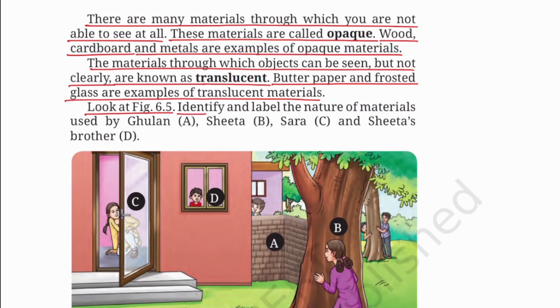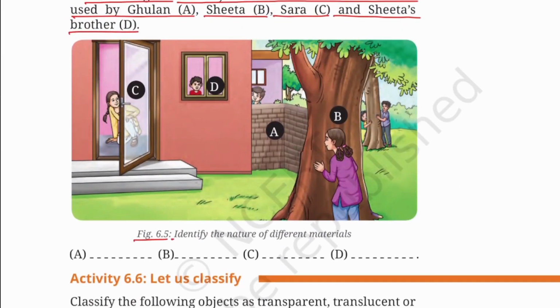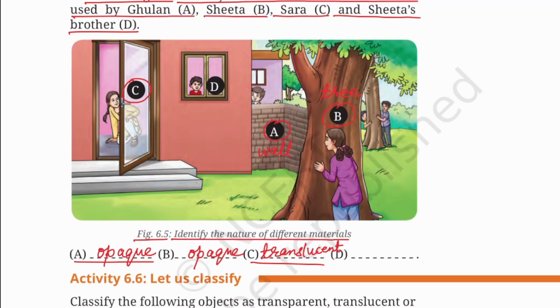Look at figure 6.5. Identify and label the nature of materials used by Gulan A, Seeth B, Sarah C and Seeth's brother D. Figure 6.5. Identify the nature of different materials. A, that is wall, it is opaque. B, that is tree, that is opaque too. C, that is frosted glass door, that is translucent. D, glass window, that is transparent.